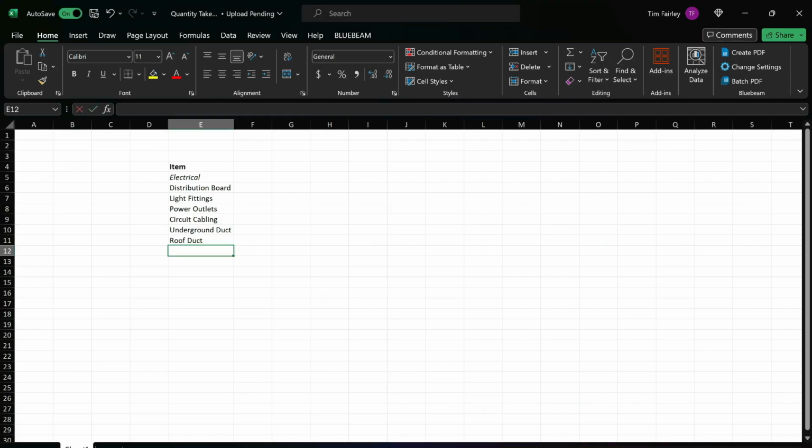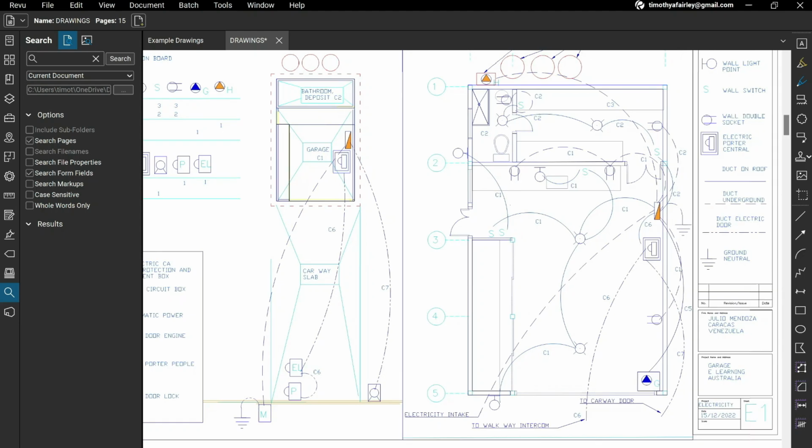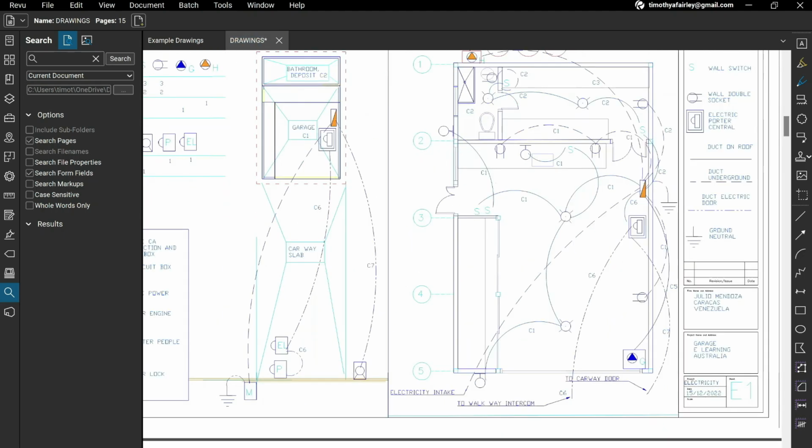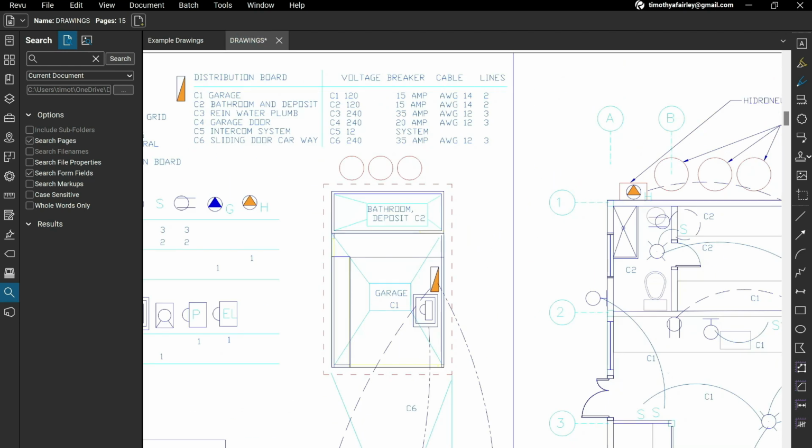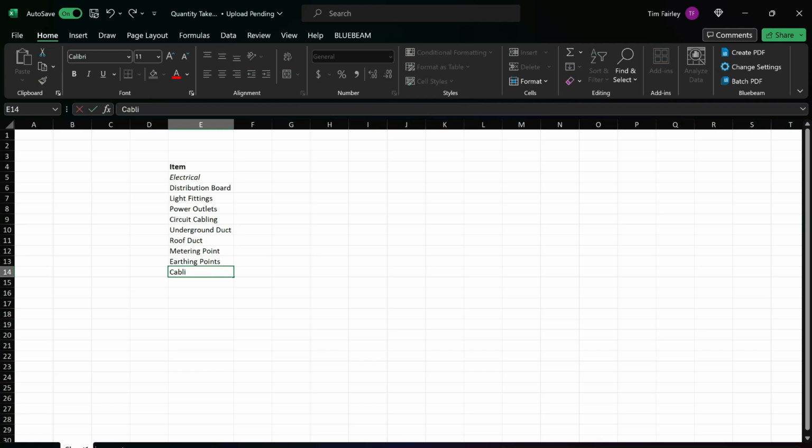Shall put down metering point. Points. Let's just double check that you've got everything and cabling, sorry. But that start and we'll record quantity number. So there's one distribution board.